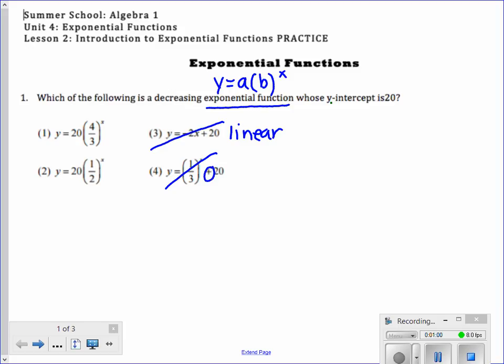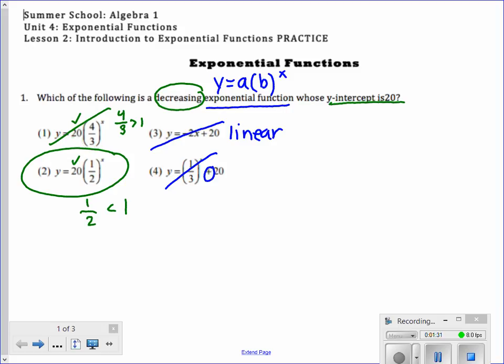Now I know that the y-intercept needs to be 20, but that seems to be true about both choice 1 and 2, so I can't eliminate either of them. But I do know that it needs to be decreasing, so I have to look at the growth value. Well, in number 1, 4/3. 4 is a bigger number than the denominator 3, which means that 4/3 is bigger than 1, which means it's increasing, which is not what we want. However, 1/2 we know is less than 1. So number 2 is our decreasing exponential function with a y-intercept of 20.